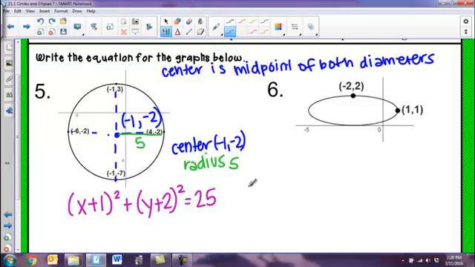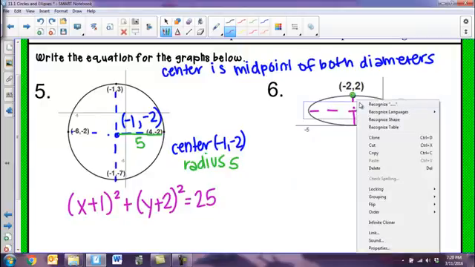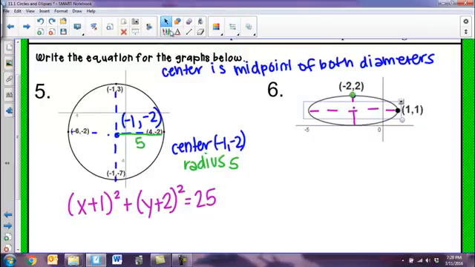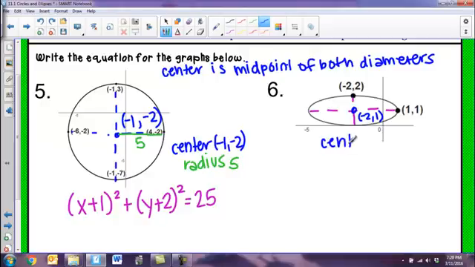Okay, if I want to find an ellipse, I do the same process here. I want to find my midpoint of my two diameters, and that's going to be here at -2, 1. And again, you can just look at your x and y coordinates to figure that out, or you could actually physically go through and find the midpoint by using the midpoint formula. So my center here is at -2, 1.